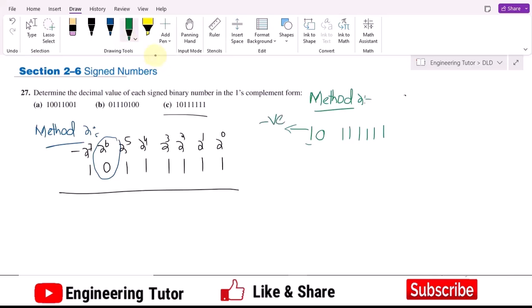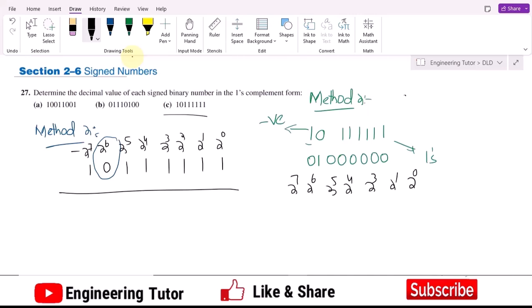Therefore I'm going to invert all the bits here. The 1's complement of it will be 0 1 and all the other terms will be 0. So 1 2 3 4 5 6 7, and this one is 8. So all the bits are inverted. Now converting it to decimal form, we have 2^0, 2^1, 2^2, 2^3, 2^4, 2^5, 2^6 and 2^7.